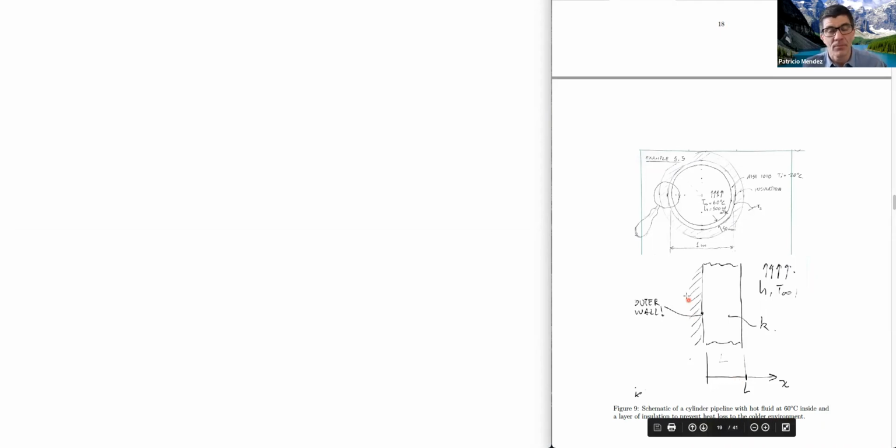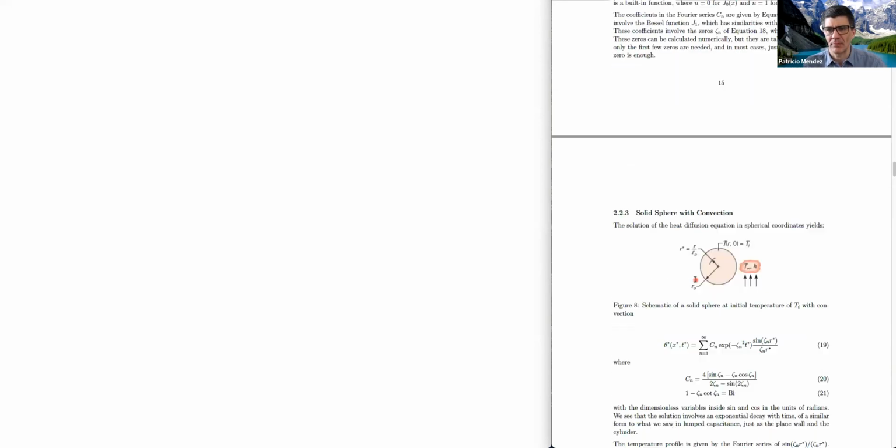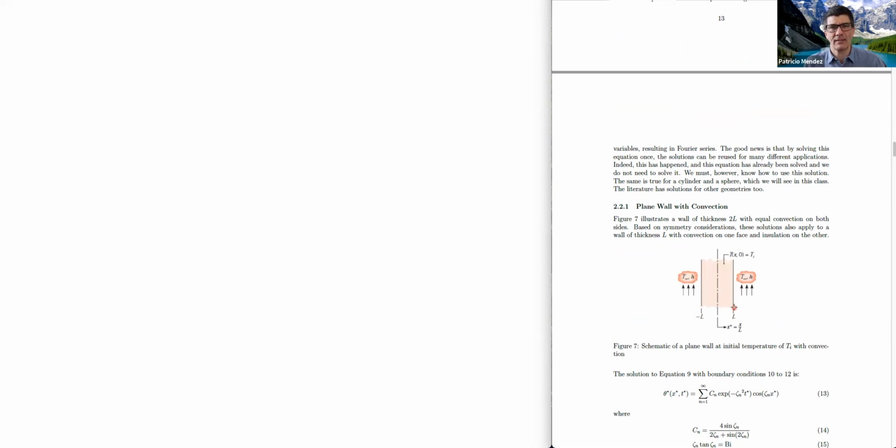What happened here? What happens is the wall is insulated outside. Remember, the problem statement said that the pipe is insulated outside. If the surface is insulated outside, this is an adiabat. This line is an adiabat, same as a line of symmetry. So this wall that has convection on one side and insulation on the other is the exact equivalent of this other wall that has convection on both sides.